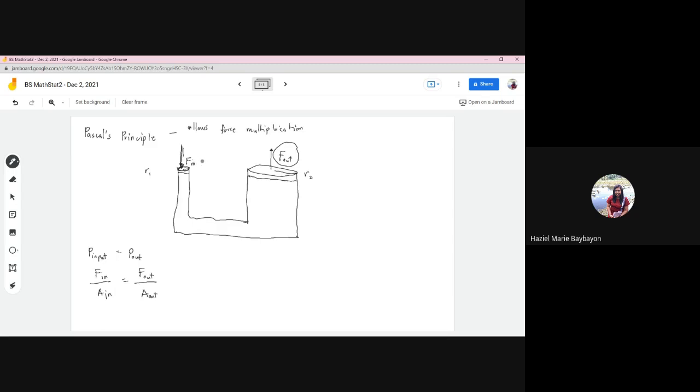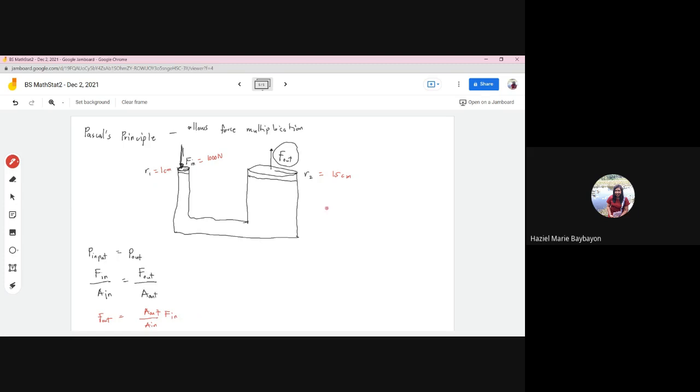So for example, we will give values for this one. Say this is 1,000 newtons. Your input force is 1,000 newtons. And then the radius of this one is, say for example, 1 cm. So it is small. And then here, its radius is, say for example, 15 centimeters. So the question is, what is F out? In order to answer this one, we just have to manipulate this equation. So F out is just equal to A out over A in multiplied by the input force.